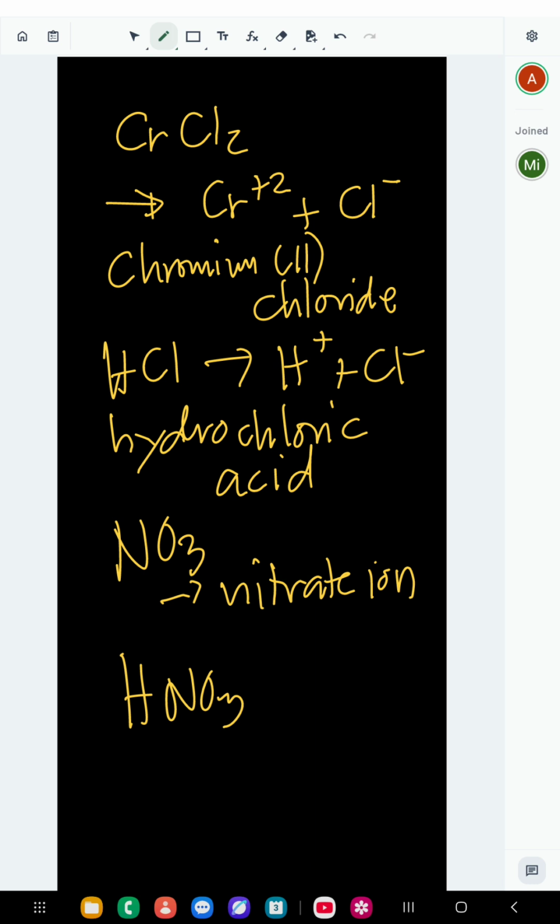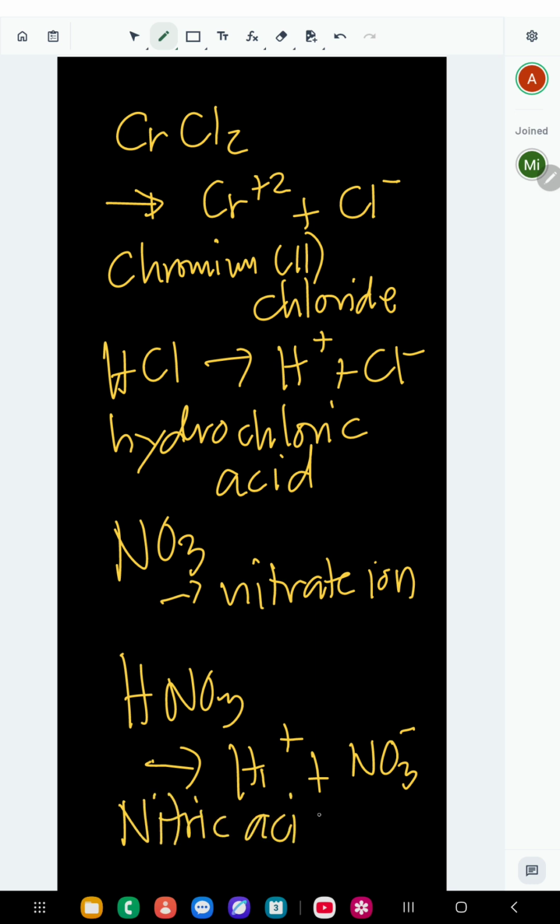HNO3. Yeah, you split this. So you have hydrogen in front and nitrate ion, NO3 minus. So that means this is an acid. Hydrogen plus polyatomic ion with oxygen. So nitrate, it would become nitric acid. Yeah, so this is nitric acid.